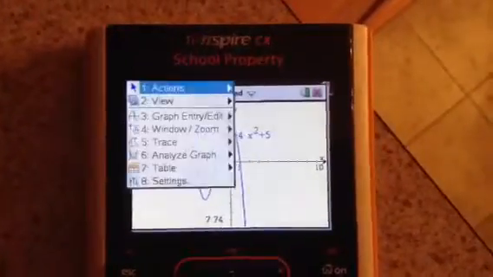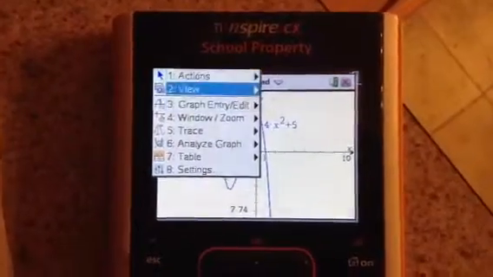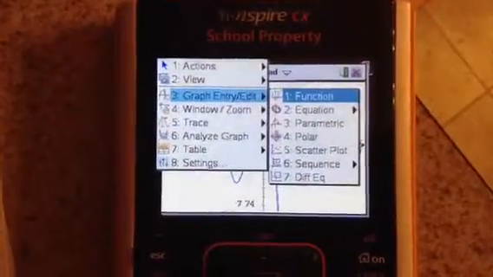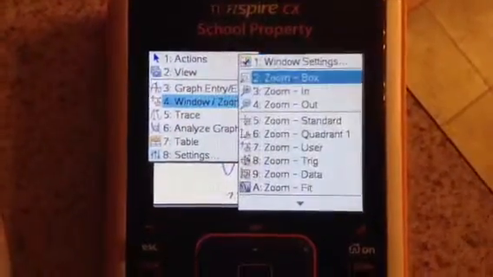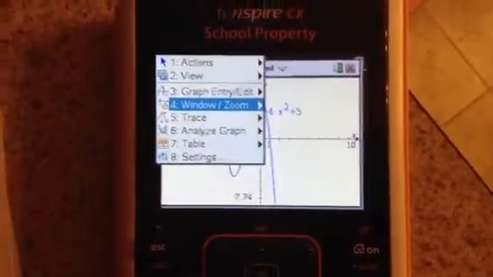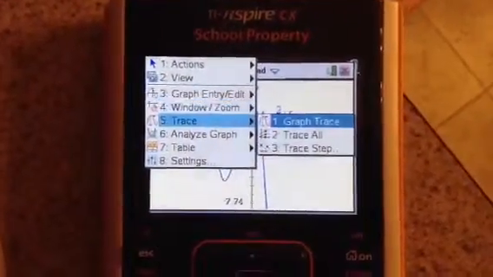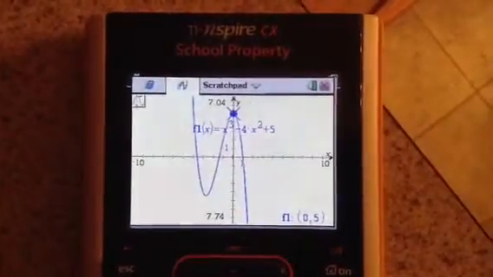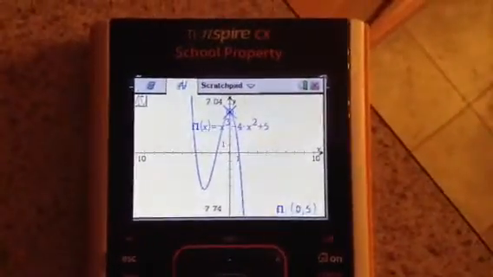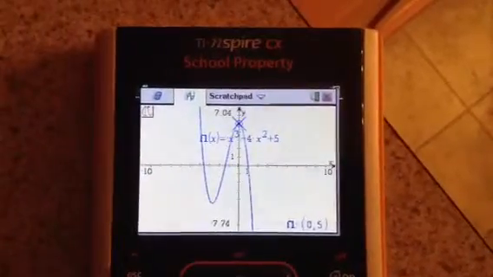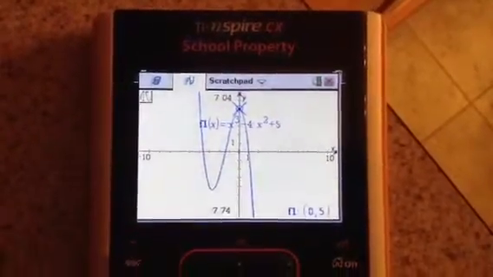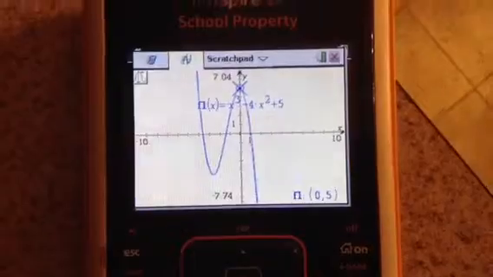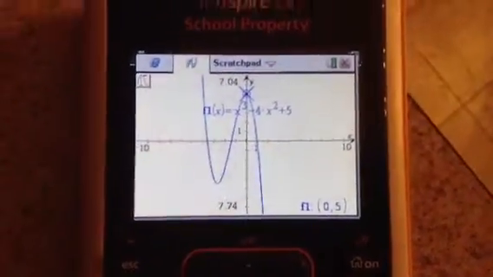If you press menu and go to number 5, oh, I missed it. Oh, missed it again. Let's just press number 5, trace. And I'm going to choose number 1, graph trace. So my cursor immediately stands at the peak. It's actually on the y-intercept, and the y-intercept turns out to be a spot up there at the top.